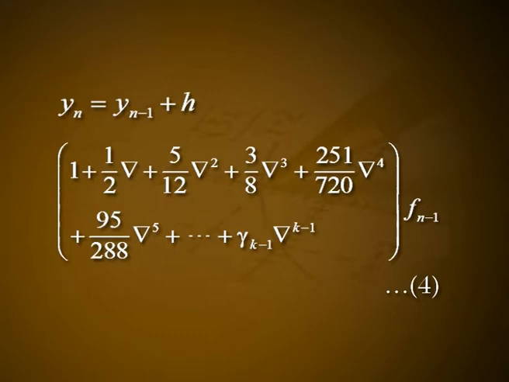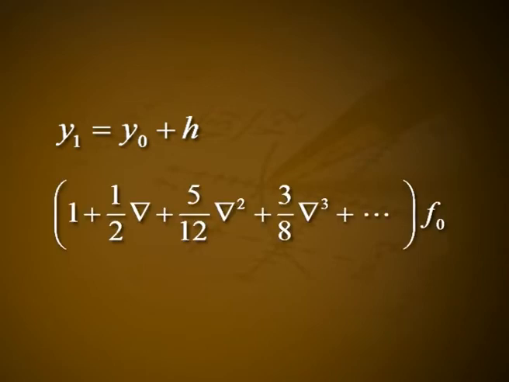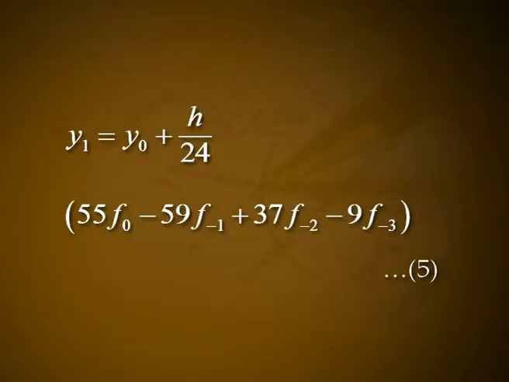In particular, y1 = y0 + h [1 + 1/2 del + 5/12 del^2 + 3/8 del^3 + etc.] f0. Neglecting the fourth and higher order differences and expressing del f0, del^2 f0 and del^3 f0 in terms of function values, we obtain y1 = y0 + h/24 [55 f0 - 59 f-1 + 37 f-2 - 9 f-3]. Let it be 5. This is usually called the Adams-Bashforth predictor formula.